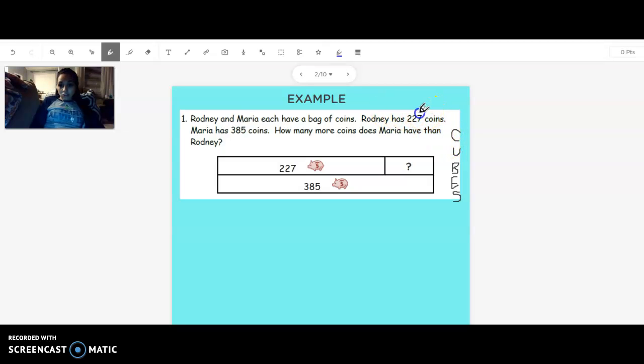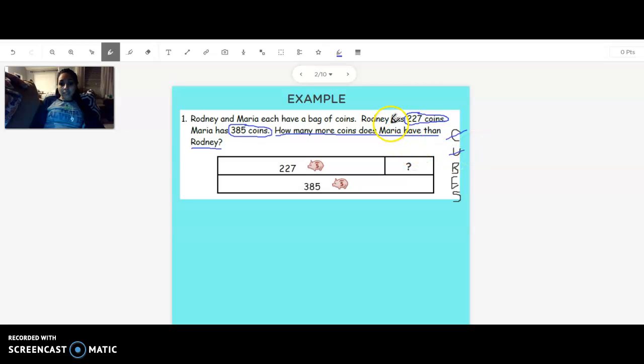So I have 227 coins, and then I've got 385 coins. So I've circled my numbers. Now it's time to underline my question. How many more coins does Maria have than Rodney?